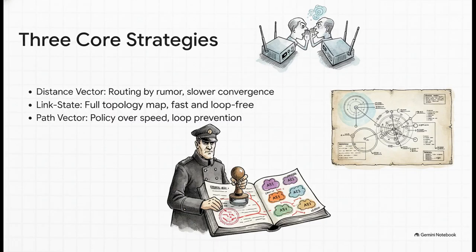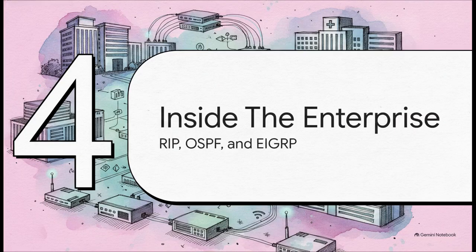Path vector is a whole different beast. It cares about policy and stability way more than raw speed. It prevents loops by keeping a strict record of every single autonomous system a route has traveled through. So, depending on if you want simplicity, speed, or massive scale, you choose distance vector, link state, or path vector, respectively. Moving to section 4, inside the enterprise network, exploring RIP, OSPF, and EIGRP.